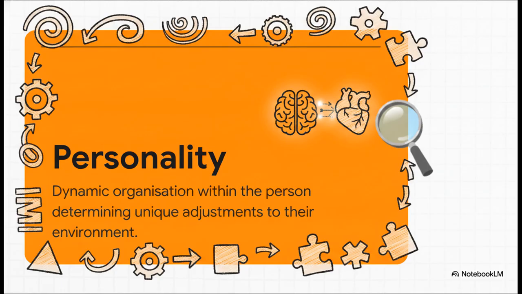Dynamic organization means your personality is always growing, always adapting, yet it's held together by a central core. And psychophysical, that's just a brilliant way of saying your mind and body are totally fused together. It's not just all in your head, it's physical too.